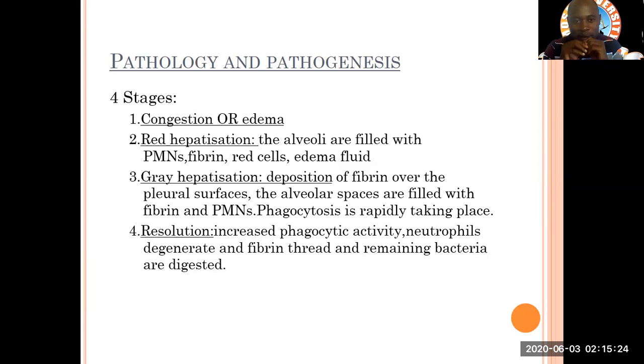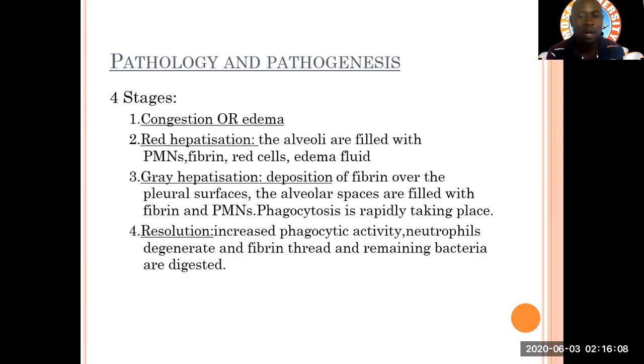So it is very important to understand the pathophysiology that is occurring, because this will occur in 4 stages. The first stage, which we will start with, is the congestion. As the congestion progresses, it advances to a red hepatization stage, where the alveoli are now occupied or filled with the fibrin and the edema fluid. They will advance to the gray hepatization stage. This is where all the fibrin over the pleural spaces and the alveolar spaces are filled with the fibrin and the PMNs. So what is happening in the gray hepatization is that phagocytosis is rapidly taking place.